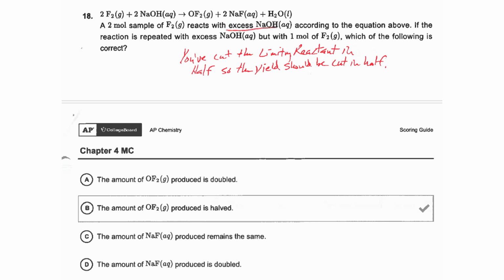18, you have a 2 mole sample of this, reaction excess. That means way too much NaOH. The reaction is repeated, but this time you got half as much fluorine, but the same amount of NaOH. Well, they cut the amount of fluorine in half, so they're going to get half as much product. Half as much reactant, half as much product.